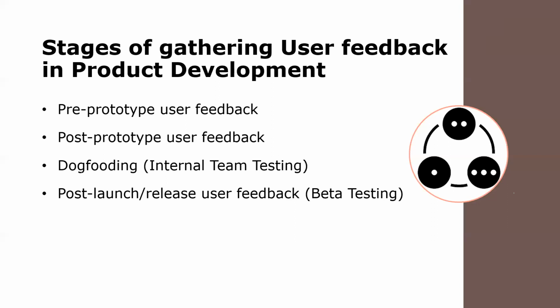So the first one is the pre-prototype user feedback. This is before you actually come up with a prototype. If we know the different stages of a product development cycle, after you have an idea, of course, the ideation process and all, there's a process of research, or customer validation, and that is the point in time when you need to gather your first feedback. Feedback from the point of view that I'm trying to build a solution. What need is this solution meeting in the market?